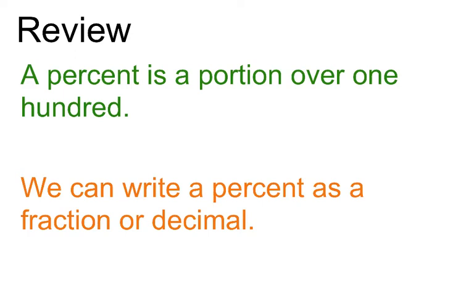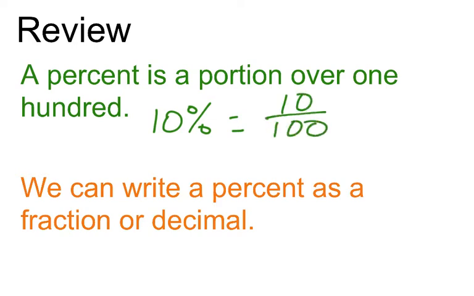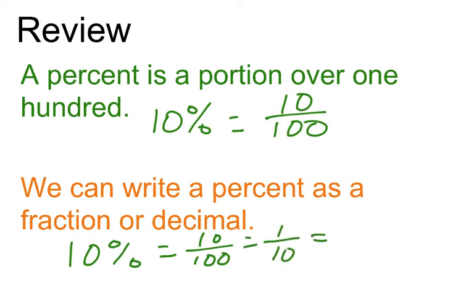We remember that a percent is a portion over 100. For example, 10% is equivalent to 10 over 100. We can write a percent as a fraction or a decimal. So we can write 10% as 10 over 100, or simplify as 1/10. We can also write it in decimal form. And again, 1/10 is the same as 10 hundredths. So these are both the same.